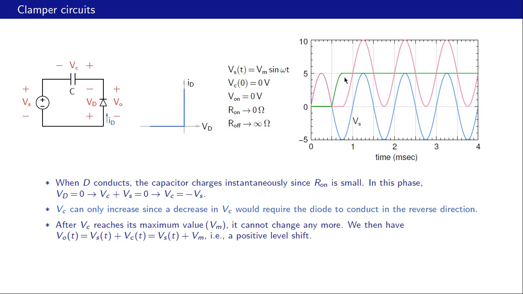Okay, so now the capacitor voltage has become a constant equal to plus Vm, and this is our level shifted output. So our input is from minus 5 to 5, and output is from 0 to 10 volts. So it is identical to the input except for a level shift of plus Vm.